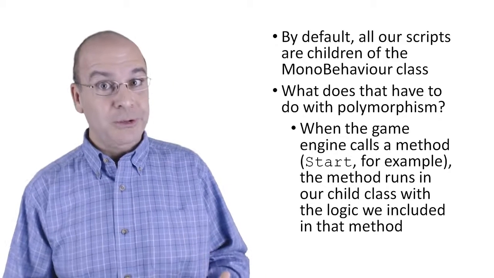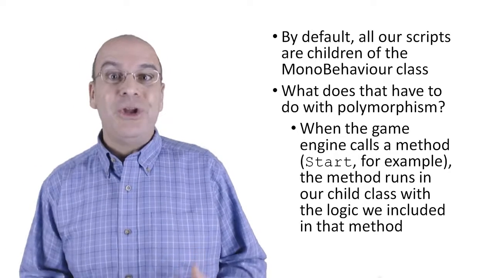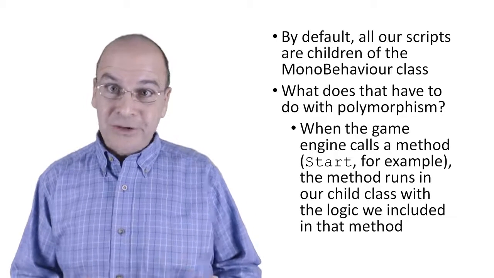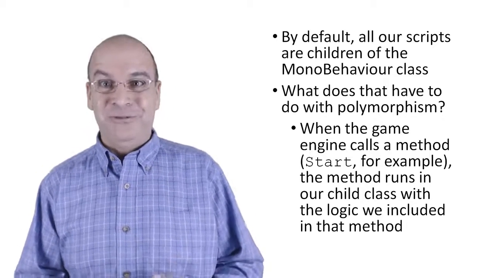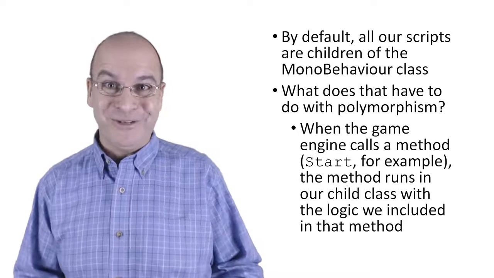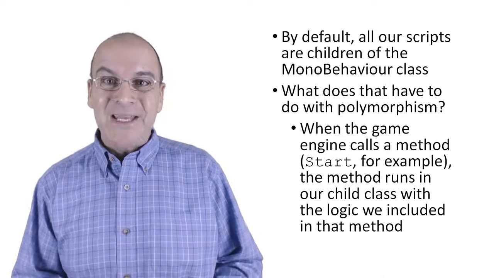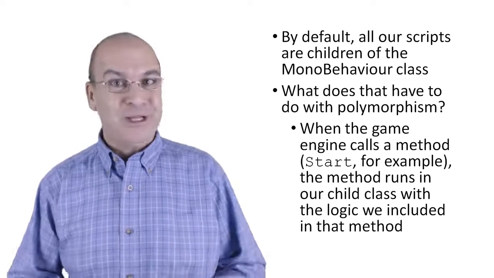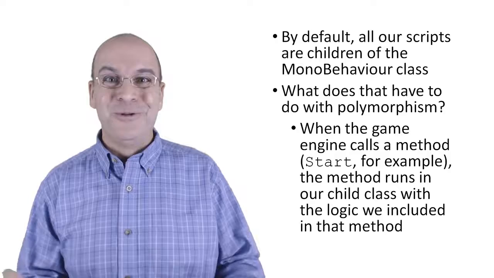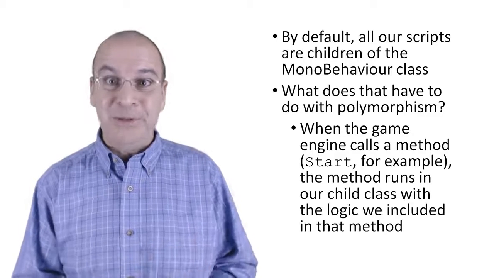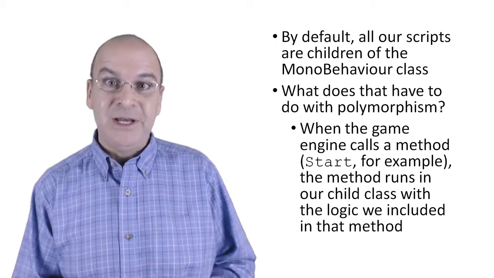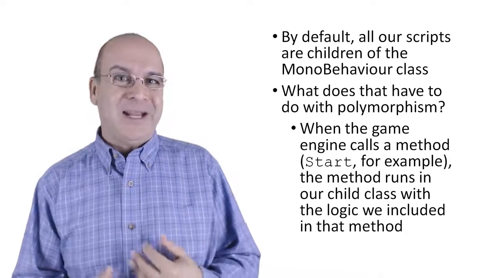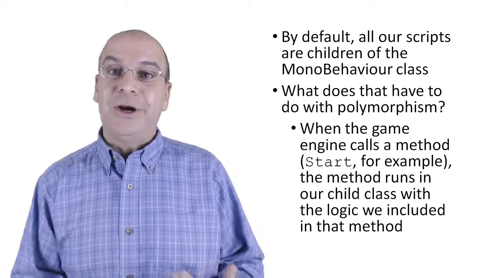if we choose to include it, the game engine knows to call our start method on our child class because of polymorphism and inheritance. So we get class-specific behavior for a particular method like start or update or any of the methods that we choose to implement from the MonoBehaviour class. And so polymorphism lets us include that class-specific behavior in our scripts.